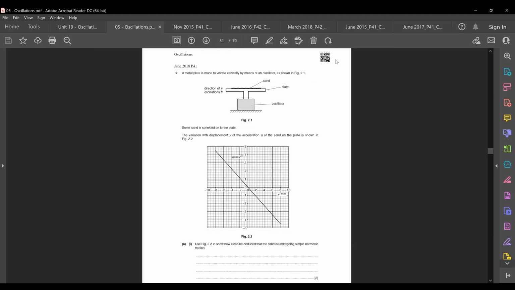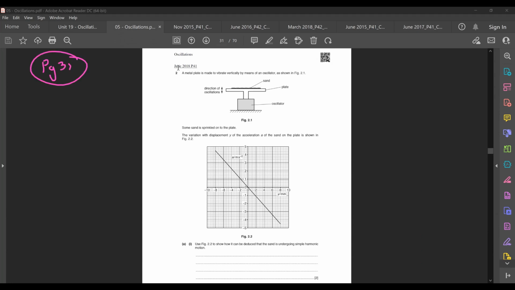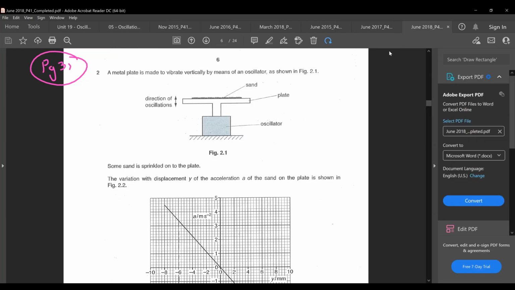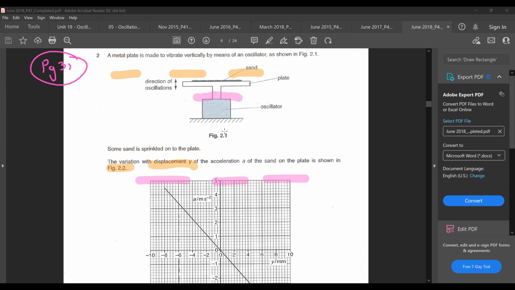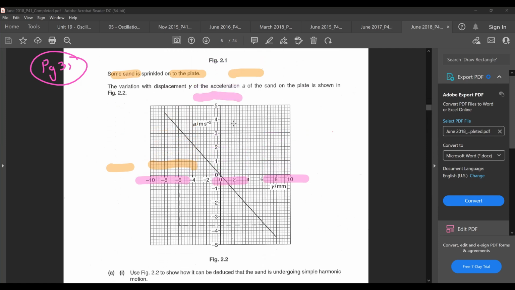Okay, have a look at, say, page 31. So page 31, this one is June 18 P41. They mention that a plate is made to vibrate vertically by means of an oscillator as shown. Some sand is sprinkled onto the plate, and then the variation with displacement y of the acceleration of the sand on the plate is as shown here. Okay, this is for the sand right over here. They're giving you the graph of acceleration versus displacement shown like this.